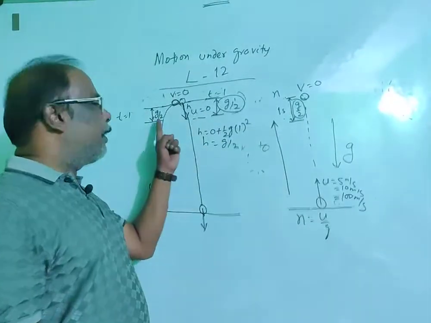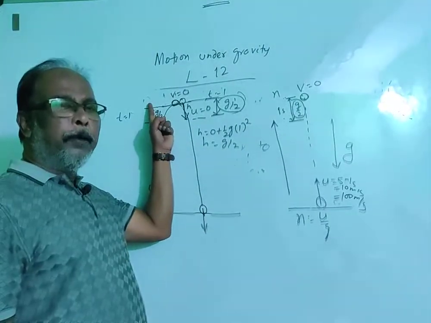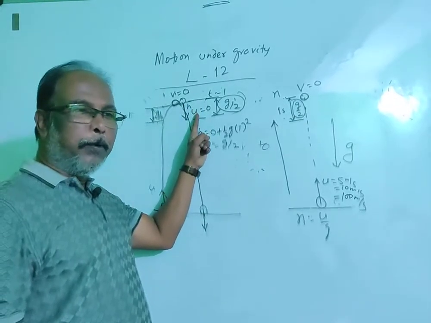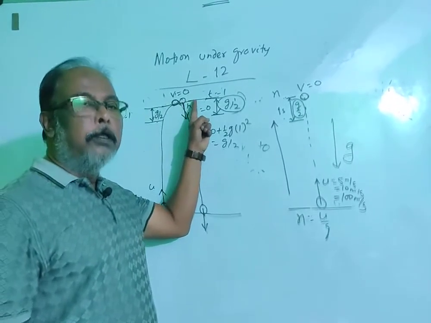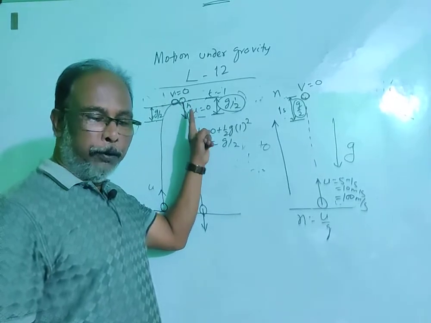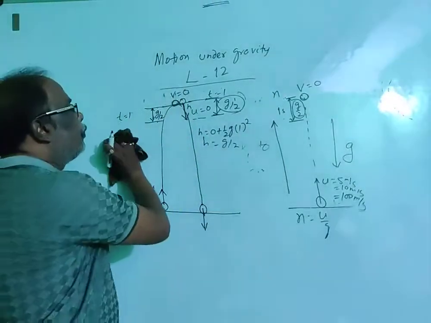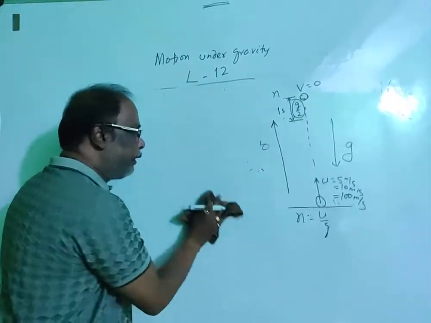So the distance travelled by the body in the last second of its motion during the time of ascent is equal to the distance travelled by the body in the first second of motion during the time of descent. Okay, and finally a small idea on motion under gravity, that it is symmetric.